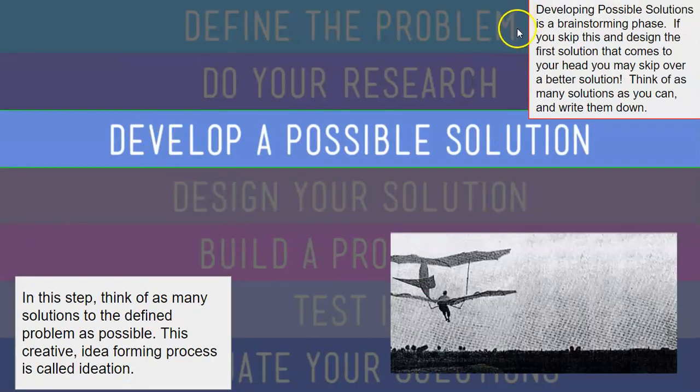Developing possible solutions is a brainstorming phase. If you skip this and design the first solution that comes to your head, you may skip over a better solution. Think of as many solutions as you can and write them down. Okay, in this step, think of as many solutions to the defined problem as possible. This creative idea forming process is called ideation.